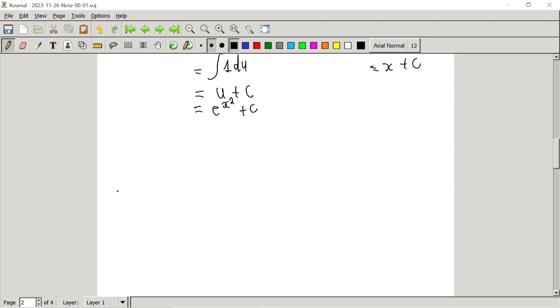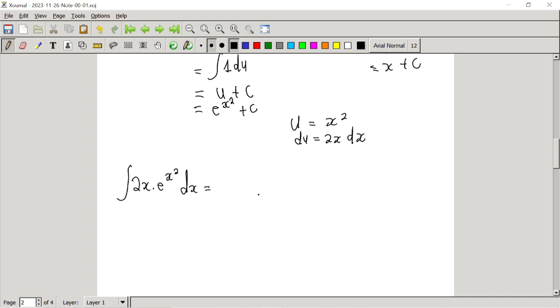Let me write the function there. Our function is 2x multiplied by e to the power of x squared. So this is our integrand, with the integration symbol in terms of dx. Now we are choosing our u to be equal to x squared. So this implies that du is equivalent to 2x dx. Now we see that we have our 2x and dx.